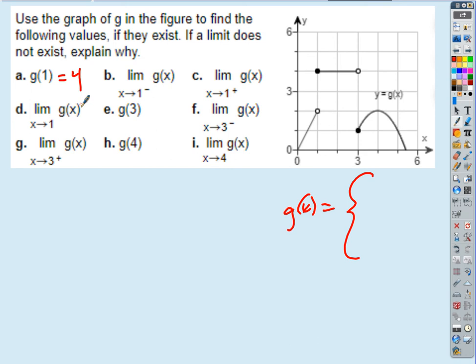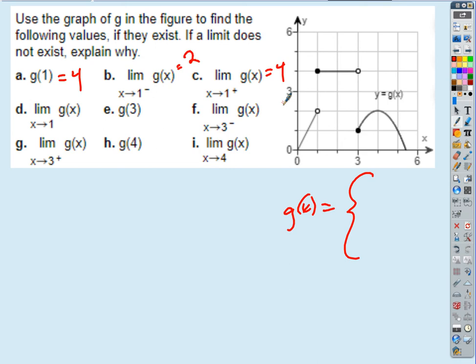Good. What's the limit of g of x as x approaches 1 from the left? That's 2, isn't it? Okay, so that's 2. What's the limit of g of x as x approaches 1 from the right? 4, because the ant anticipates stepping there from the right. Okay, so that's equal to 4.